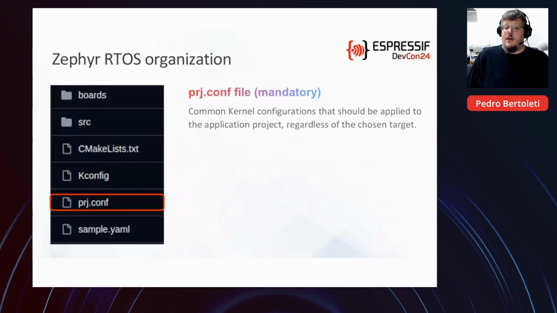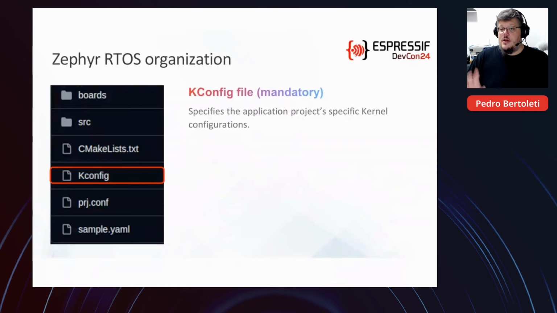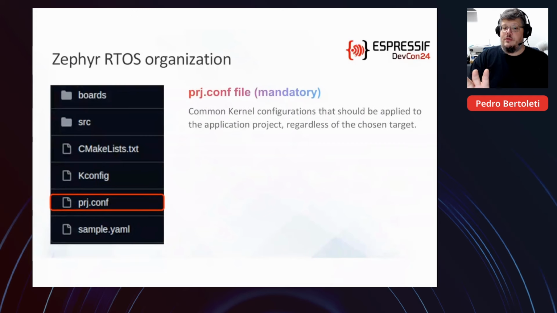Also, another mandatory file is prj.conf, and it contains common kernel configurations that should be applied to the application project, regardless of the chosen target. So here's a point of attention. The Kconfig file is specific for this project's kernel configurations, and prj.conf holds the kernel configurations that should be applied regardless of the chosen target. So if you have a kernel configuration that should be applied whether you're using an ESP32, STM32, or any other microcontroller, it should be here.